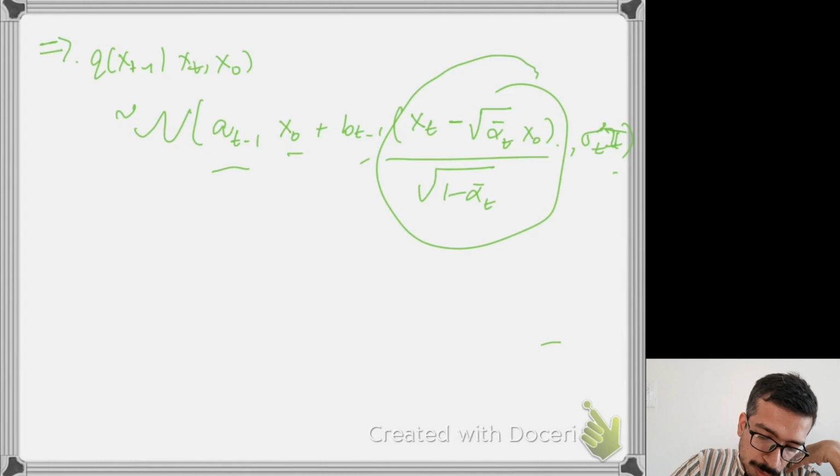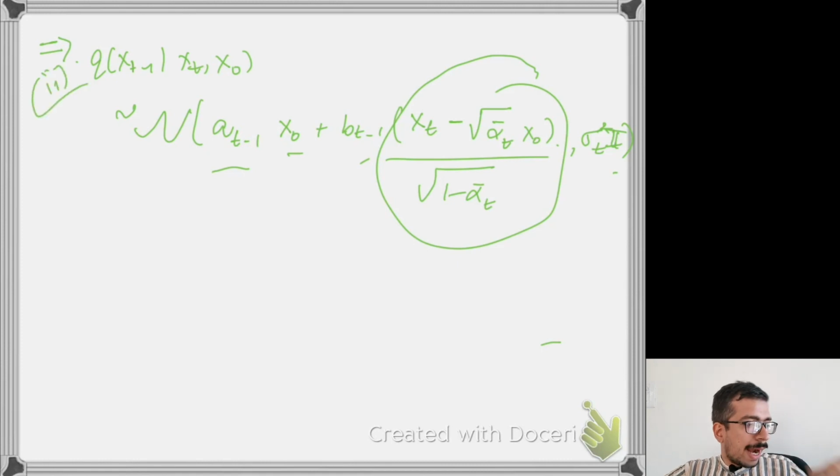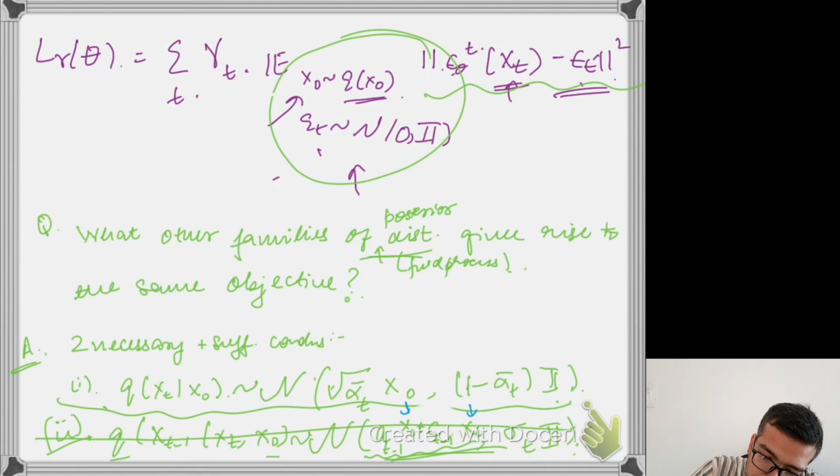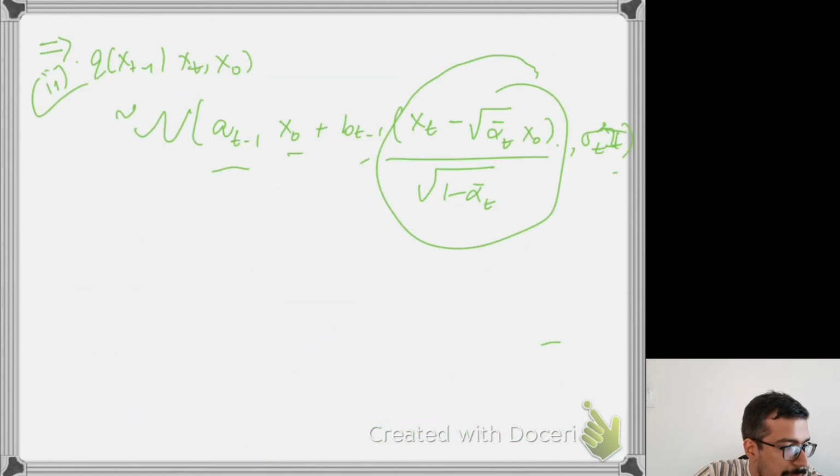So these are the two assumptions I'm making. If you have these assumptions, you are going to get an objective function of similar form. Maybe these gamma t coefficients might change, but that's fine for me.